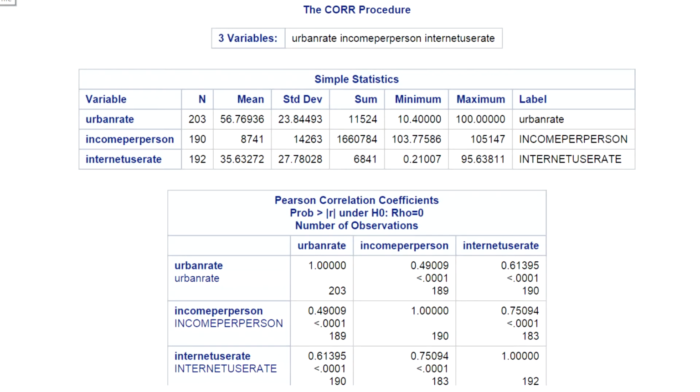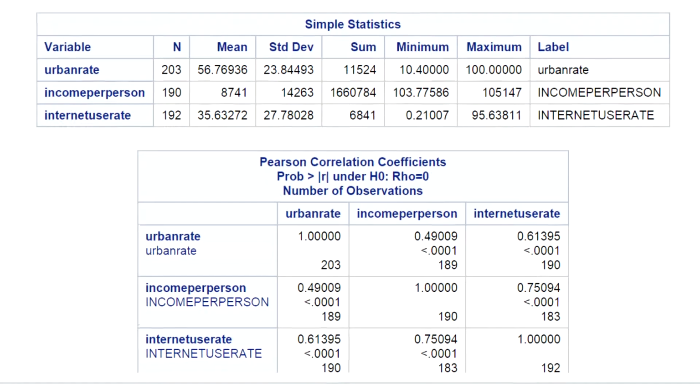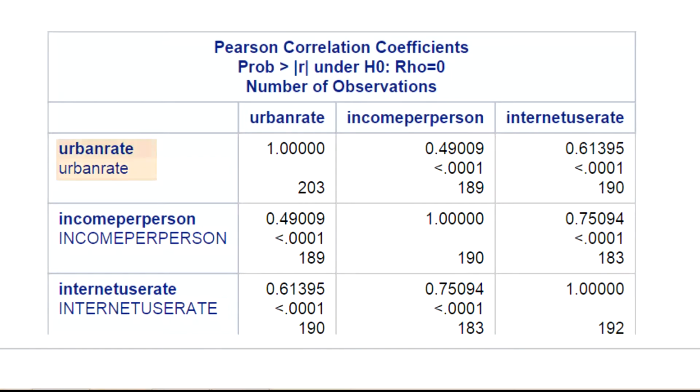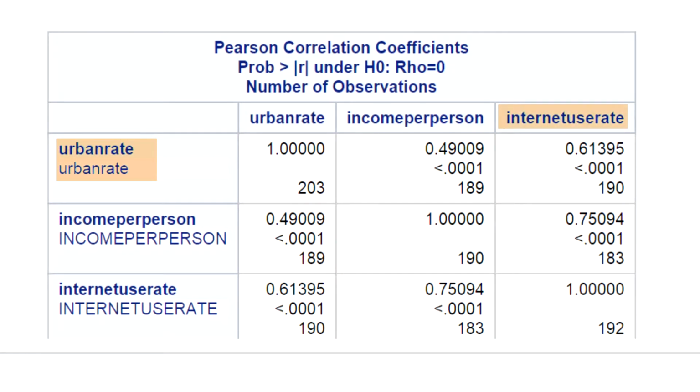To locate the correlation coefficients of interest and the associated p-values, we need to examine the Pearson correlation coefficient table here and find the row and column where our two variables of interest intersect. For the association between urban rate and internet use rate, the correlation coefficient is approximately 0.61 with a p-value of 0.0001. This tells us that the relationship is statistically significant. For the association between income per person and internet use rate, the correlation coefficient is approximately 0.75 and also has a significant p-value.